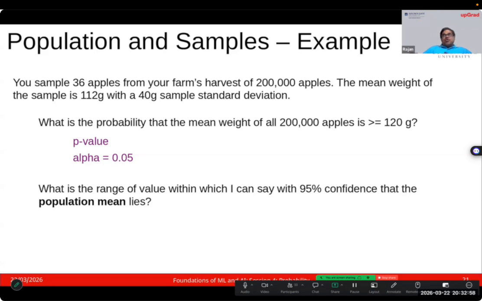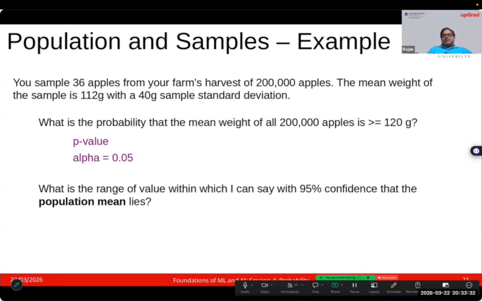Now I have to get some idea of how much the population mean can vary. What are all the values the population mean can take? Once I get that idea, then I can find, beyond this number, how many are there? So that is my event. Total size I can calculate. If I know the entire range, then I can do one over the other. That's what we have to do.